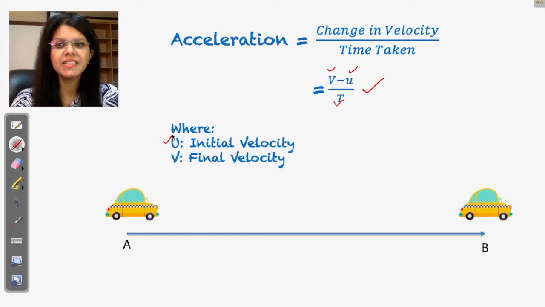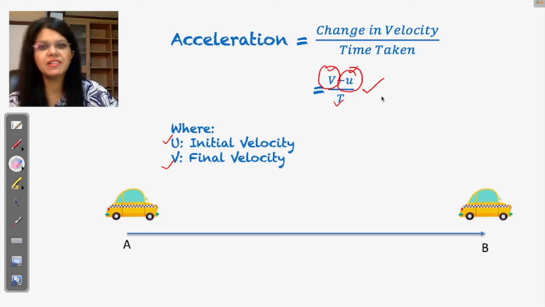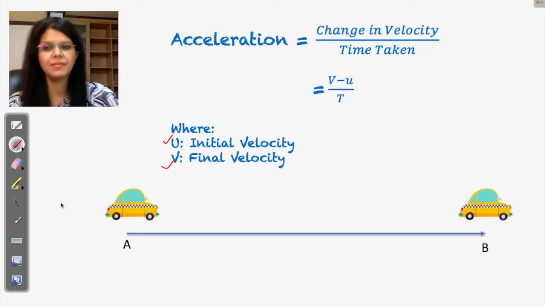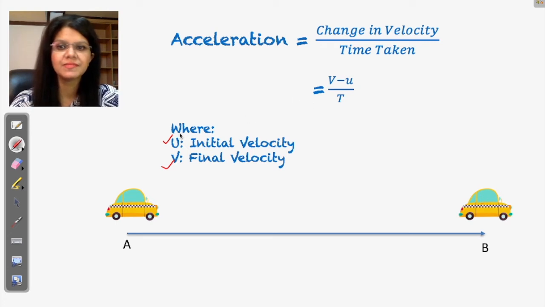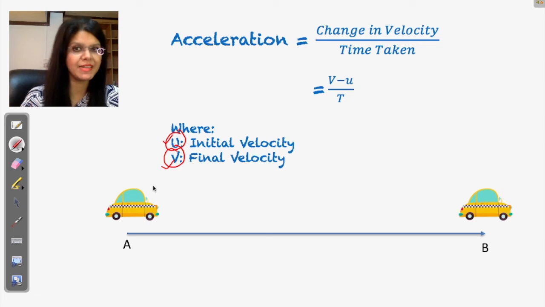u is the initial velocity. The u that you see here is the initial velocity, and v is the final velocity. What does it mean? What do these terms, initial and final, mean? Very, very important to understand if you want to apply this formula correctly.